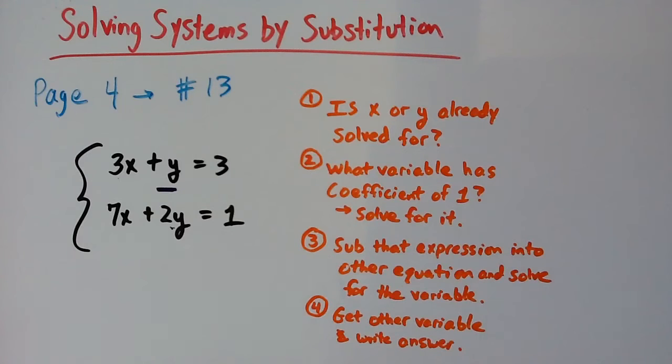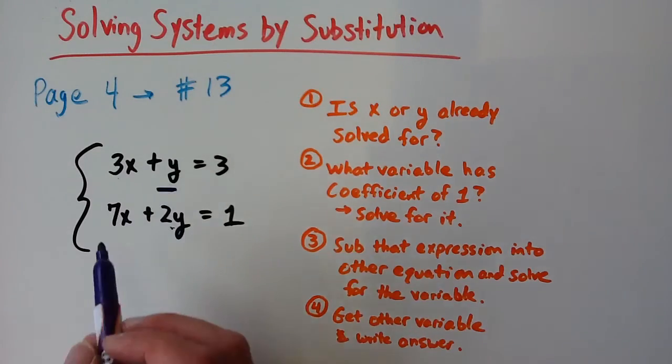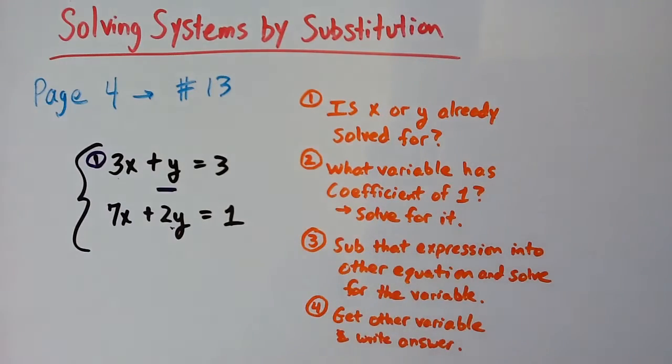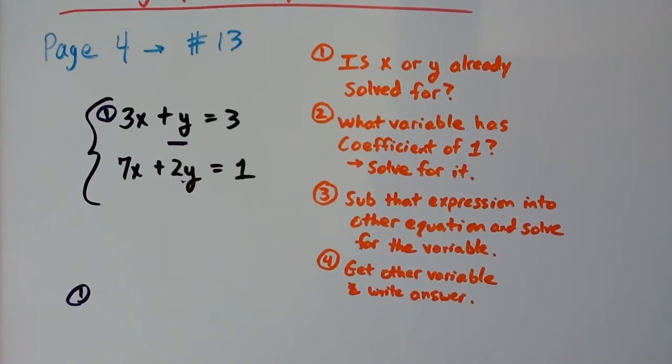That way, when I solve for that variable, I will end up with y equals something, which is what I want. I want either x equals something or y equals something. This has a coefficient of 1, and so I'm going to solve this equation. I call it equation number 1. Let's solve that equation for y. So I'm just going to copy it down here.